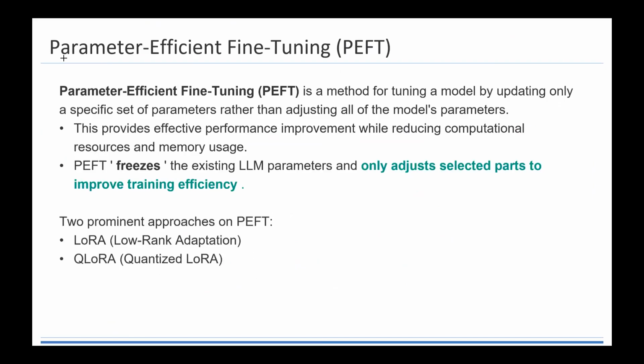So they call it parameter efficient fine-tuning. We don't need to use all the parameters, we just use the important parameters. Parameter efficient fine-tuning is a method for fine-tuning a model by updating only a specific set of parameters rather than adjusting all of the model parameters. So we don't need to calculate the whole model, but just the specific parameters. This provides effective performance improvement while reducing computational resource and memory usage.